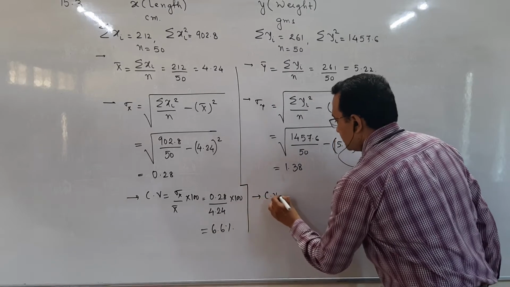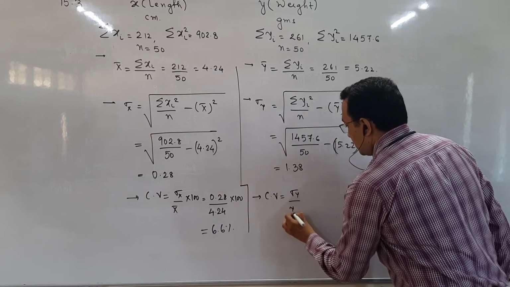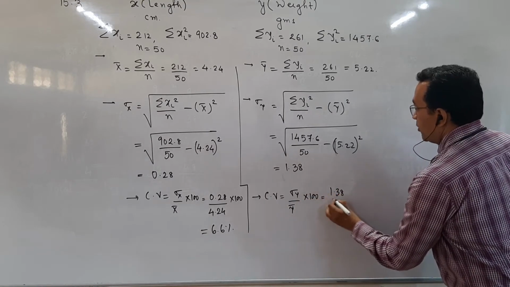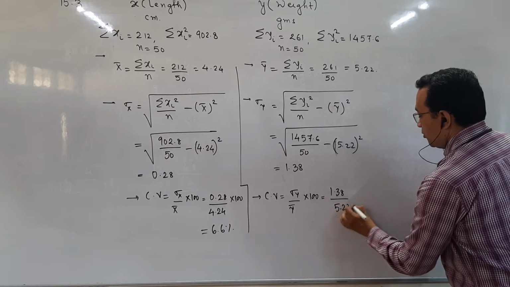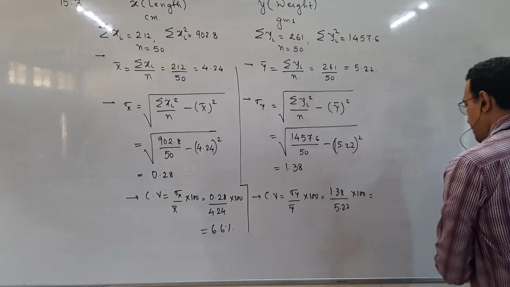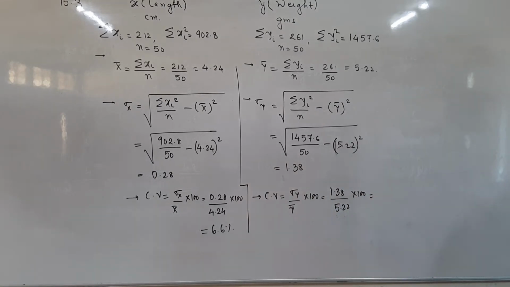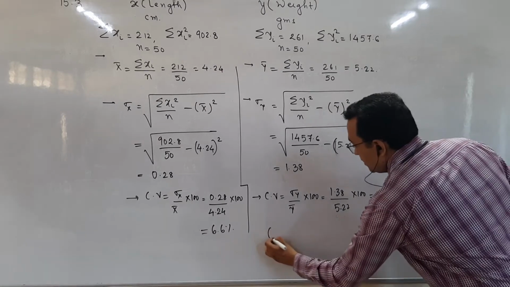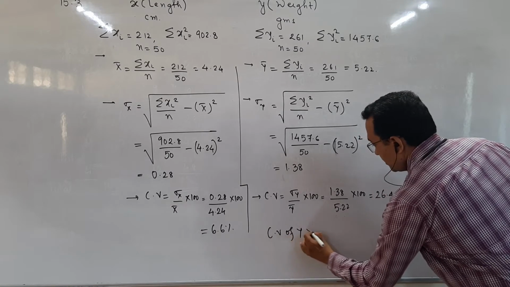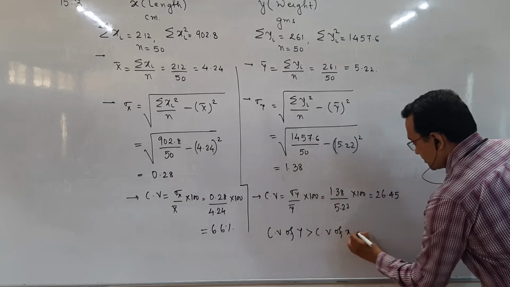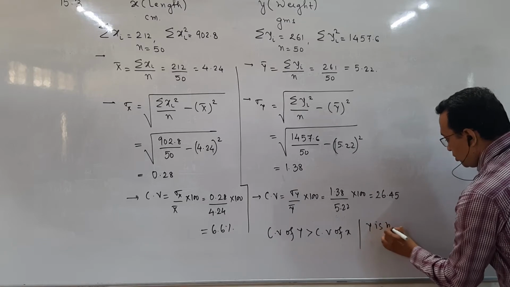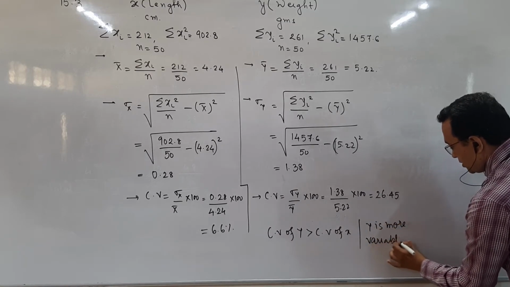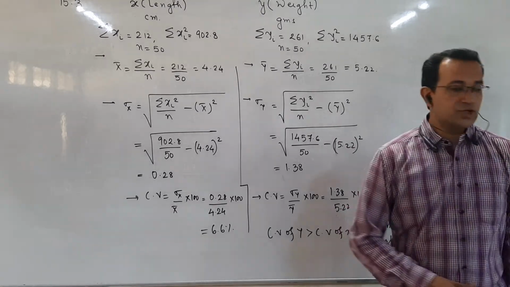And here CV will be sigma y upon y bar into 100. So 1.38 upon 5.22 into 100. This is simplified as 26.45%. So CV of y is greater than CV of x. So y is more variable, weight has more variation.